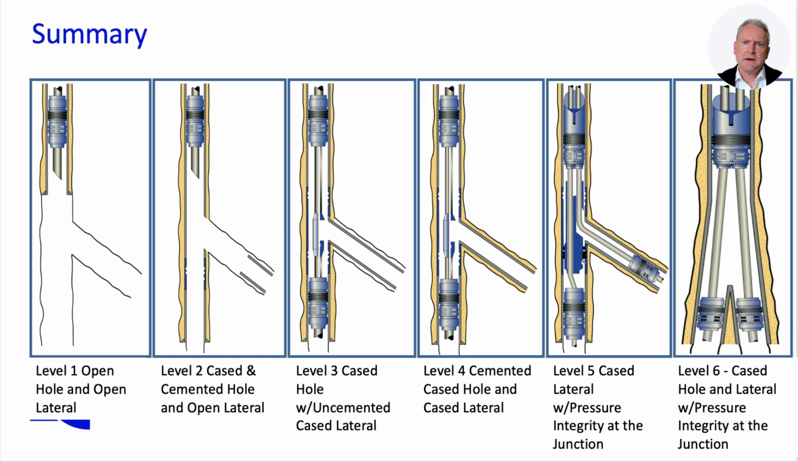So let's bring together all 6 TAML levels, which allows us to compare their features in detail. Think of it as a spectrum running from the simplest, lowest cost designs at Level 1 to the most complex and fully functional designs at Level 6. At Level 1, we have an open hole lateral branching from an open hole main bore. This is the lowest cost option and can be effective in consolidated formations.